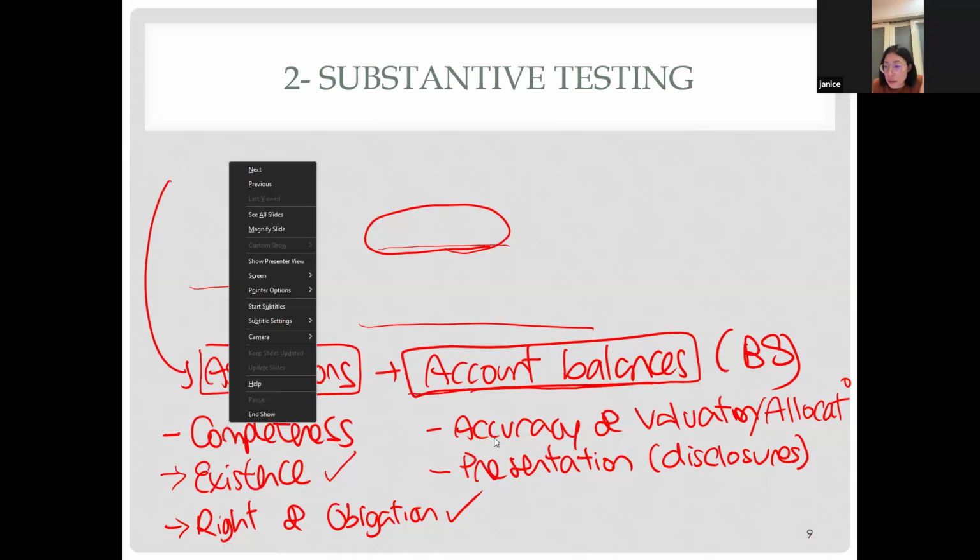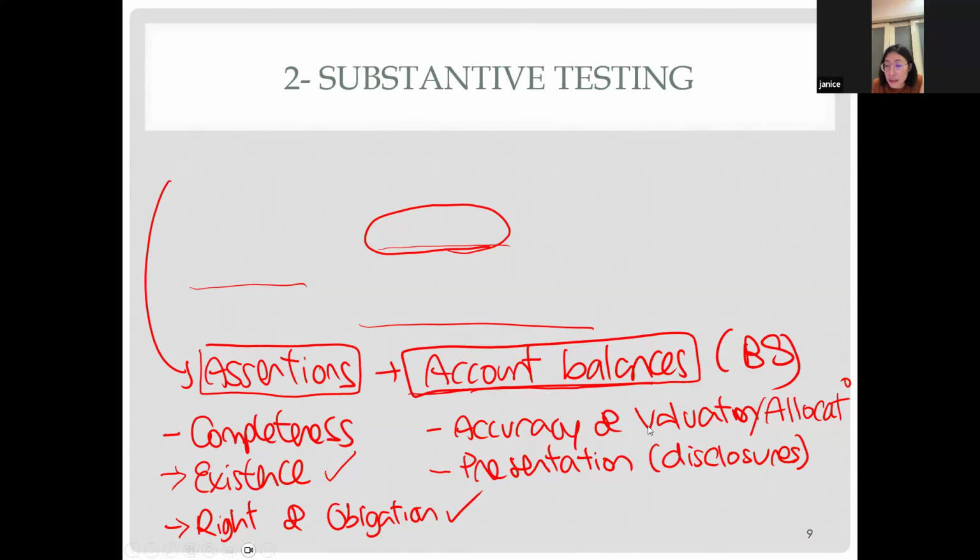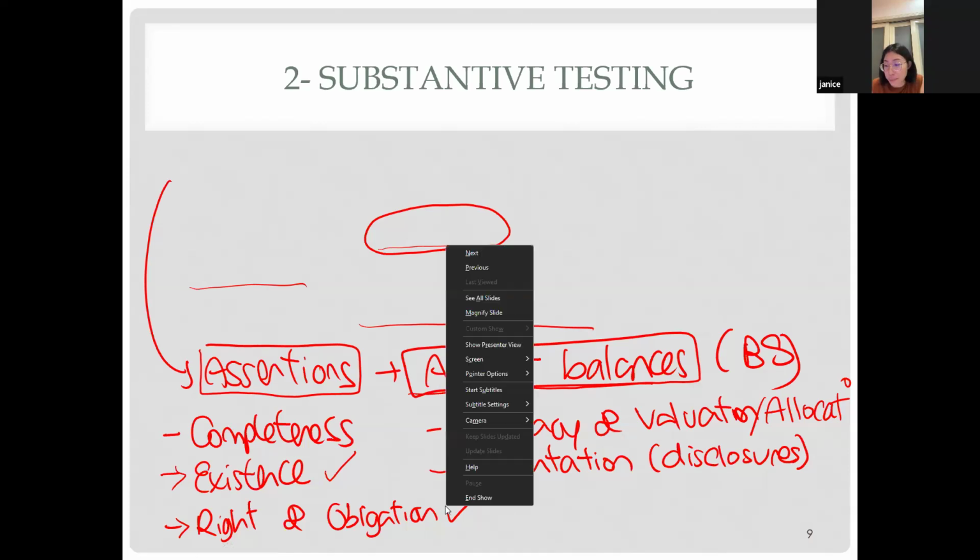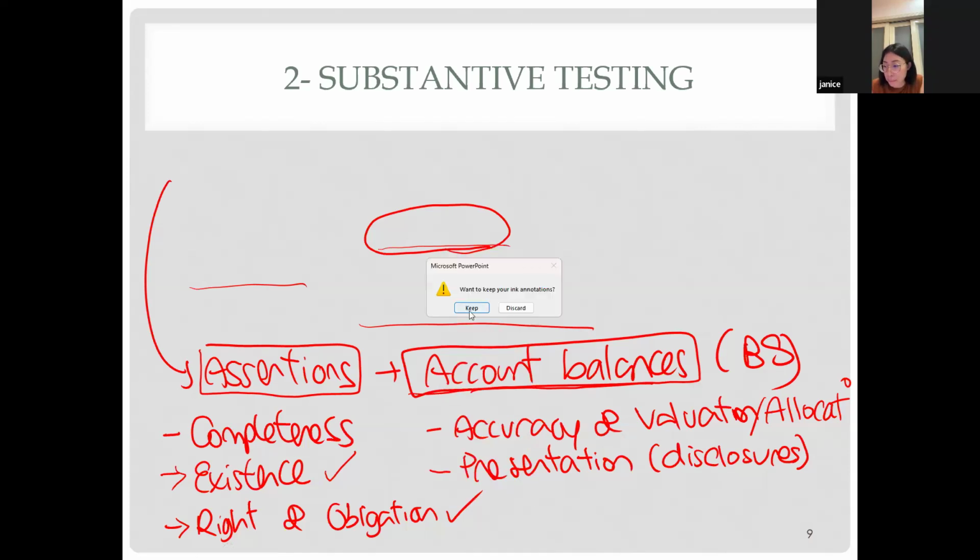Now, let's look at accuracy and valuation. Okay.